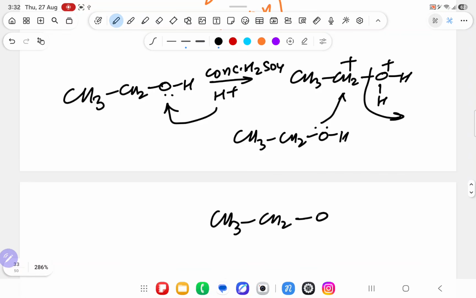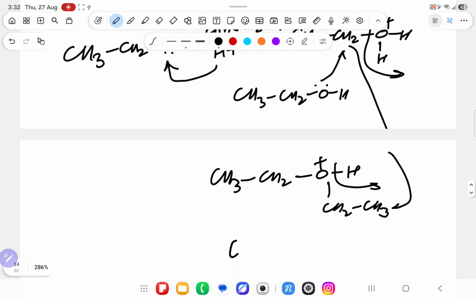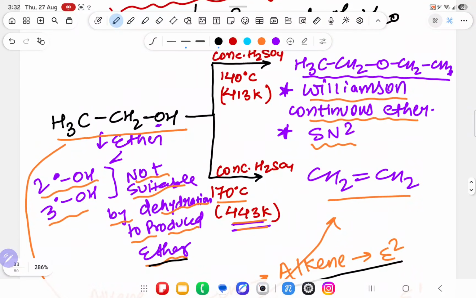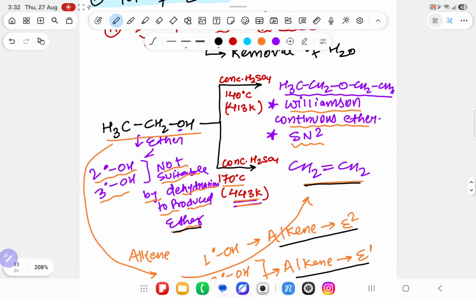CH3CH2OH, and where has it attacked? CH2CH3. This part will go outside, and you will get CH3CH2OCH2CH3. And alcohol producing alkene was already dictated in haloalkanes, haloarenes, by dehydration of alcohol only. Understood? That part you already know.